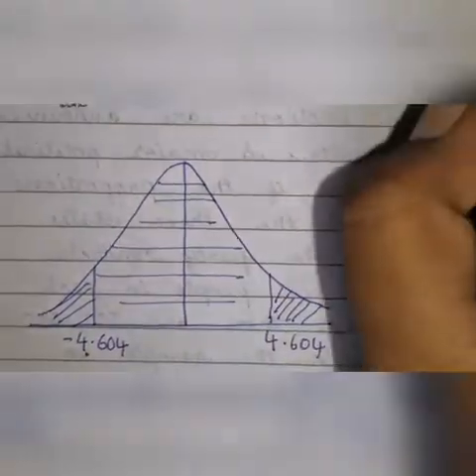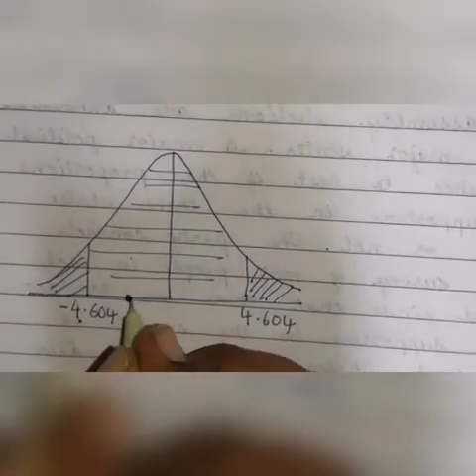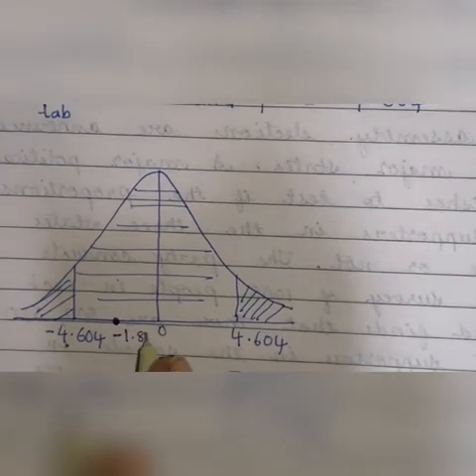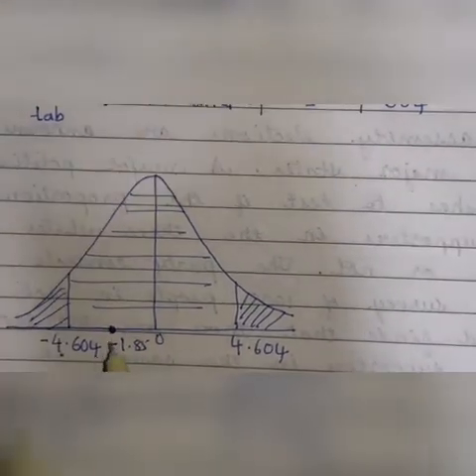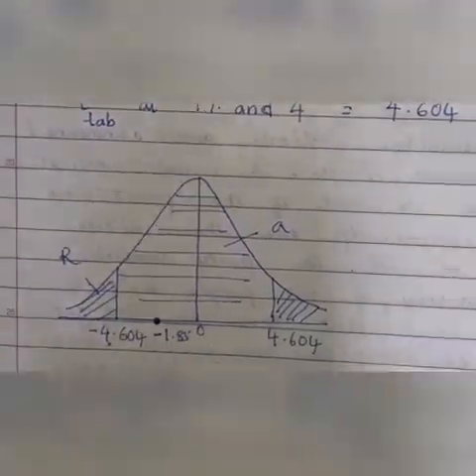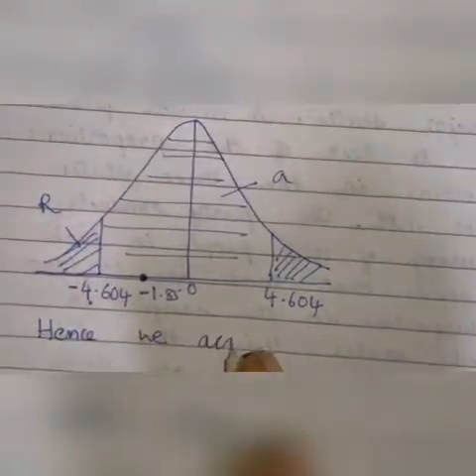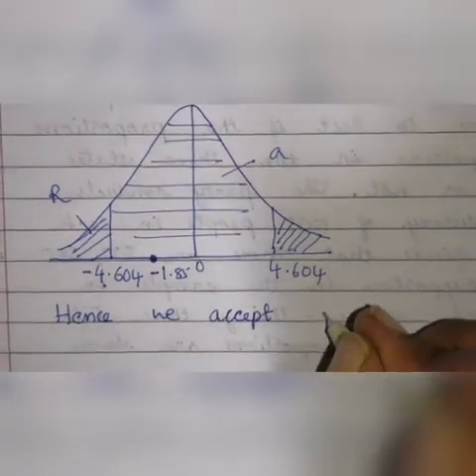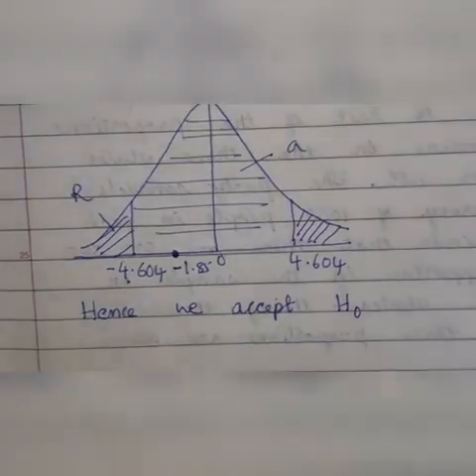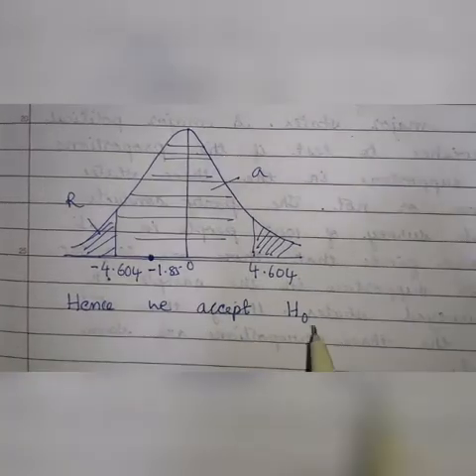So where does minus 1.85 fall in the graph? It falls towards the acceptance region, right here in this part, maybe around, if this is 0, this is minus 1.85. This is the rejection region, and this is the acceptance region. So it is falling in the acceptance region, hence we accept H0. Now what is H0?